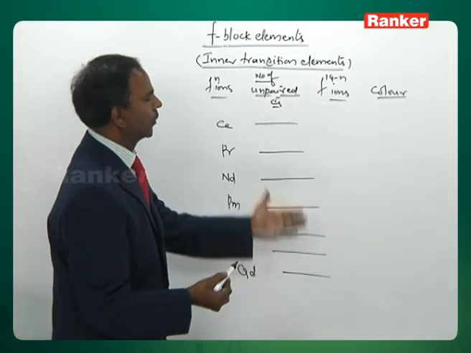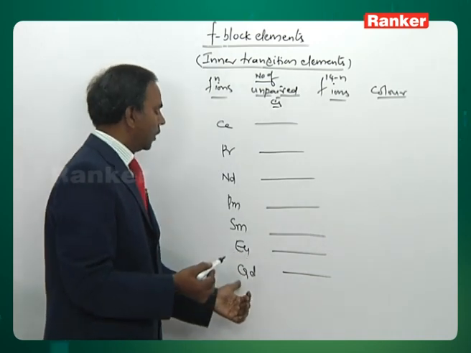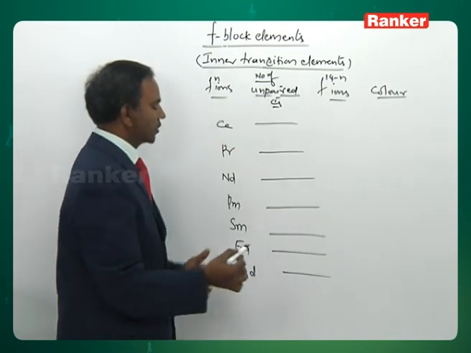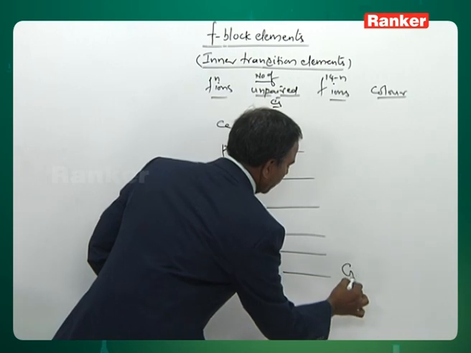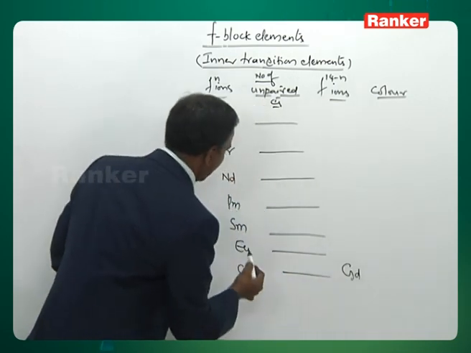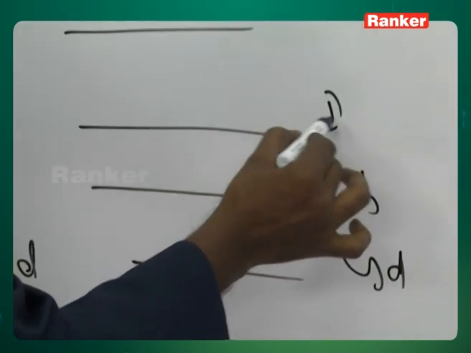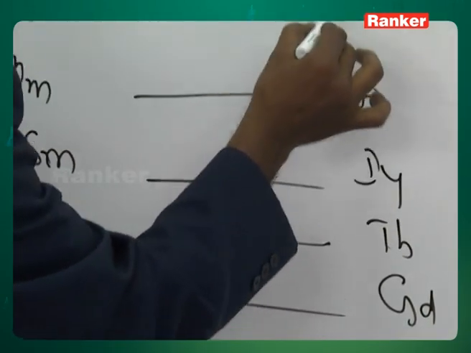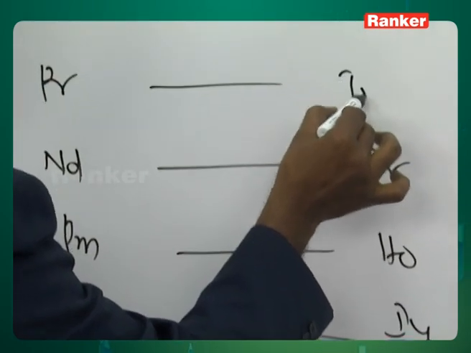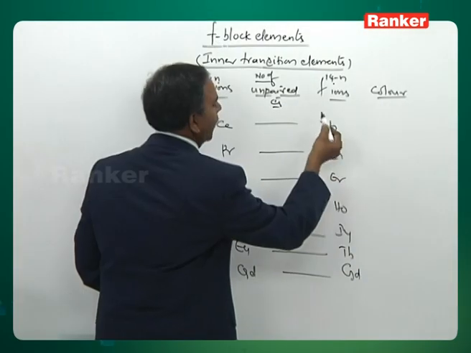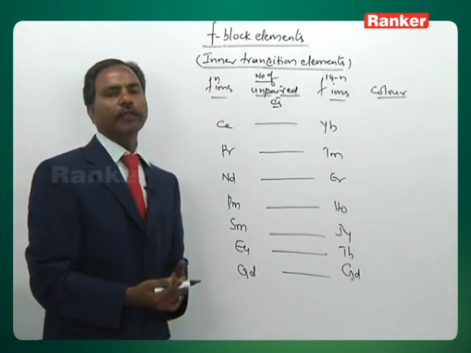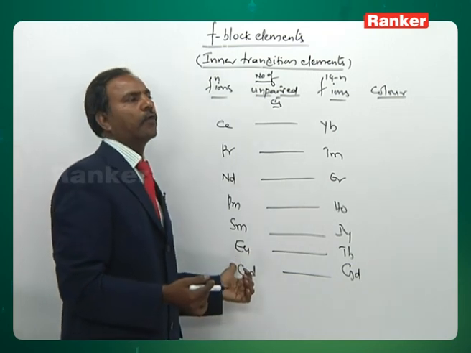Again, I am starting from down to up. Now, gadolinium to the last element, I am showing to you: gadolinium, terbium, dysprosium, holmium, erbium, thulium, and ytterbium. Like this, all the 14 lanthanides we can make into 7 pairs.